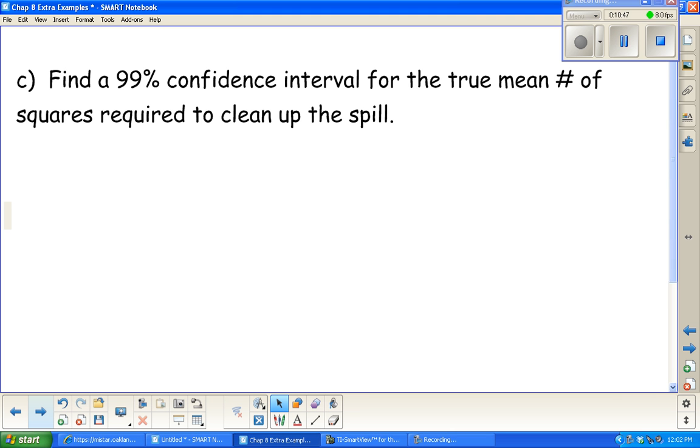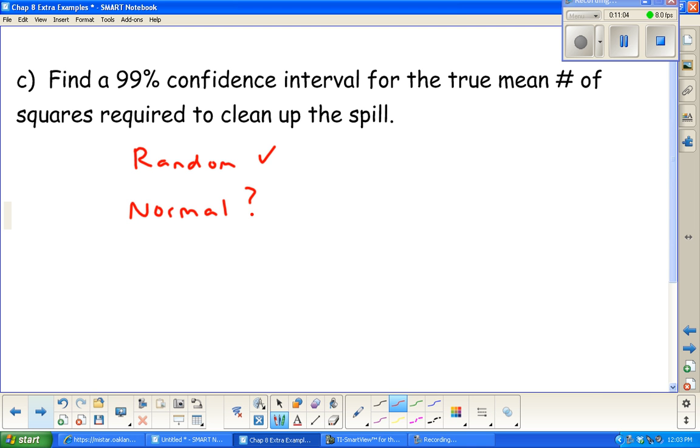So do we have a random sample? Yes. Is it normal? Random was a yes. They gave us that. For normal, we have a few options for means. Our sample size could be 30 or more. That wasn't the case. We had 18. They could tell us the population's normal. They didn't. So we don't know that yet. That leaves option 3 here.